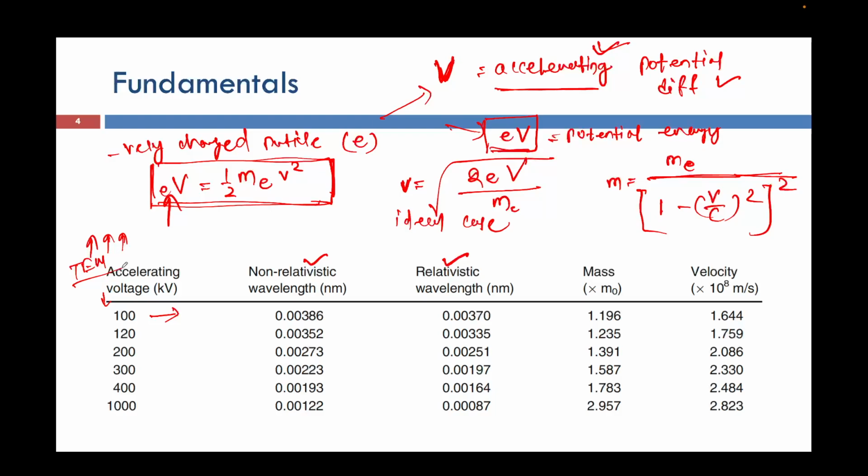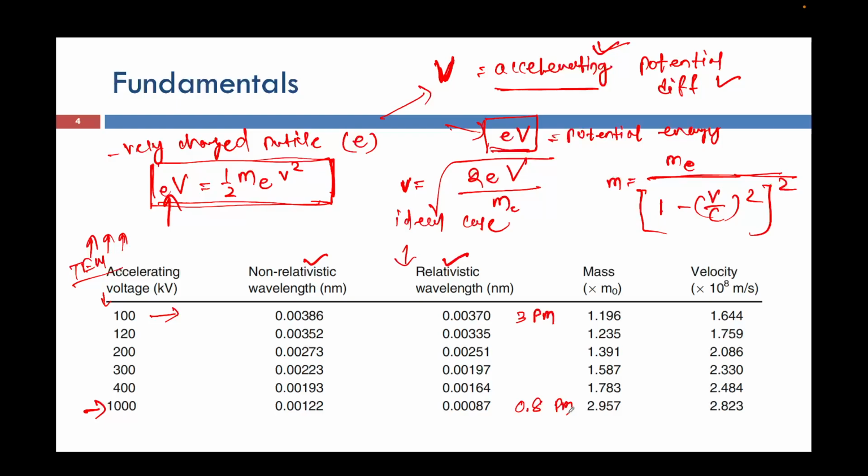Here, when I give an accelerating voltage of 100 kV to one electron, the wavelength is 0.003, that means 3 picometer. And if I increase my accelerating voltage to 1000 kV, the wavelength is 0.8 picometer. As I said previously, the smaller our wavelength, the finer the structure we will be able to see through our microscope.